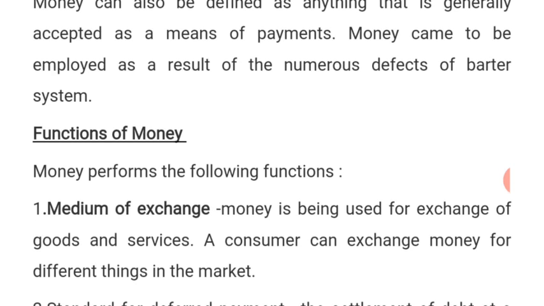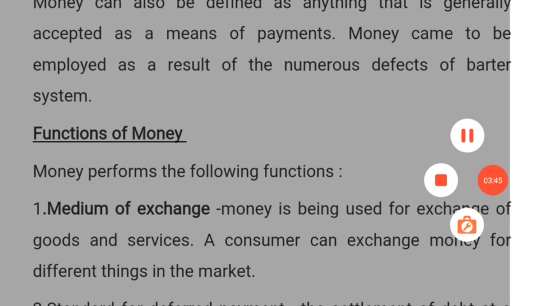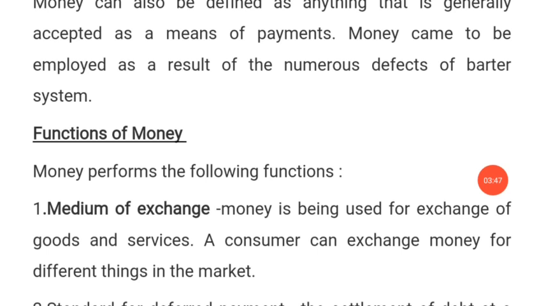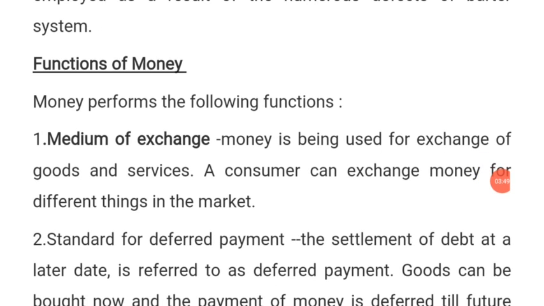So let us now look at the functions of money. What are the functions of money? Money performs the following functions. One, medium of exchange. Money is used for the exchange of goods and services. So if you want to buy any goods in the market, we take our money and we go to the place. We give the seller the money and we collect the goods.